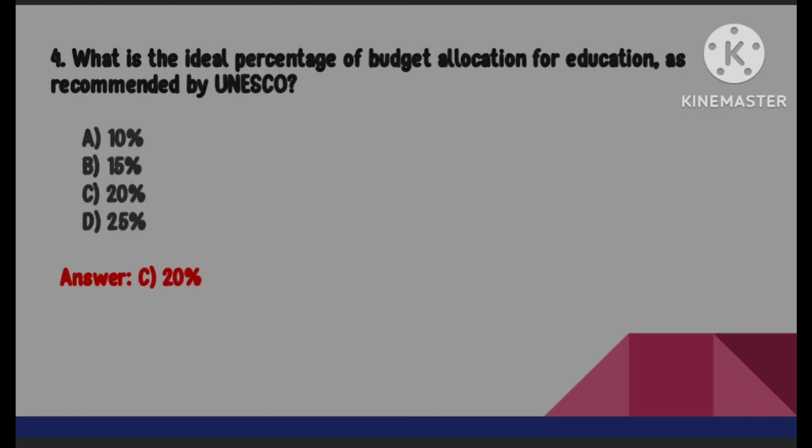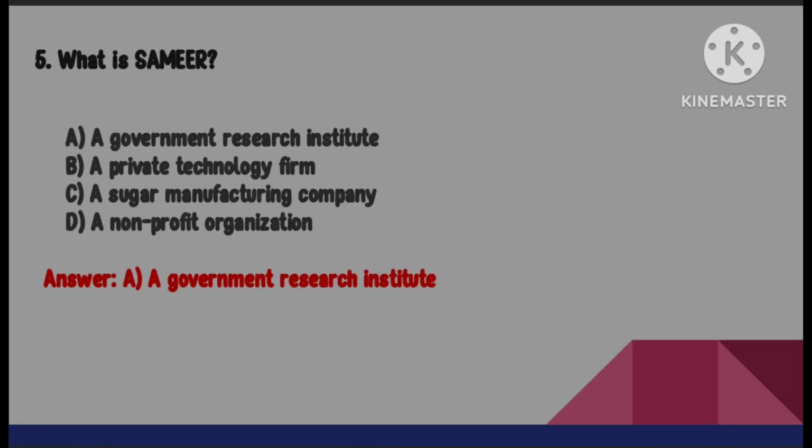Let's get into the next question. What is the ideal percentage of budget allocation for education as recommended by UNESCO? Option A 10%, option B 15%, option C 20%, option D 25%. And the right answer is option C 20%.